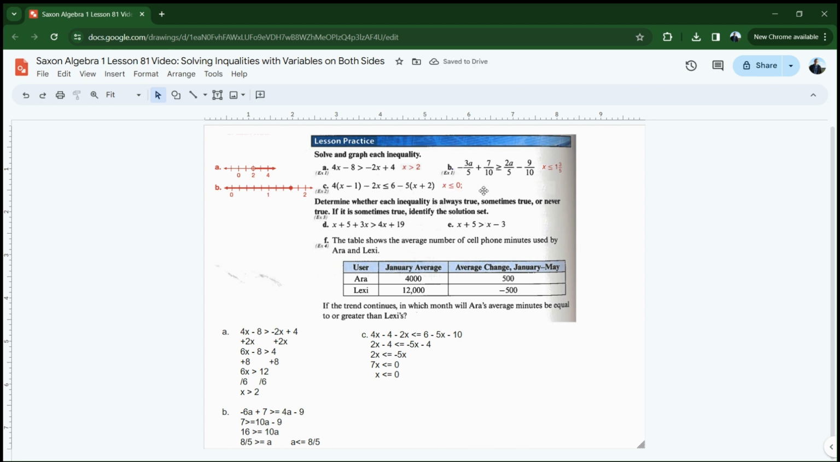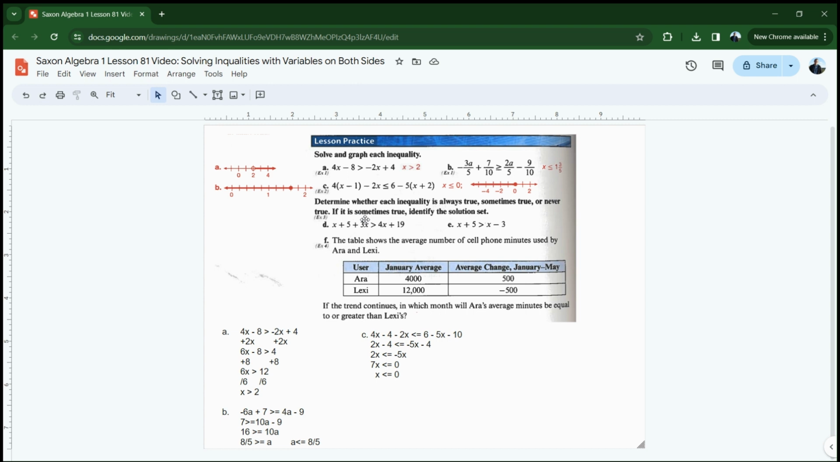So x is less than or equal to 0, and then here is the graph of that. Notice that because less than or equal to, circles filled in, and we're shading to the left. Determine whether each inequality is always true, sometimes true, or never true. If it is sometimes true, identify the solution set.